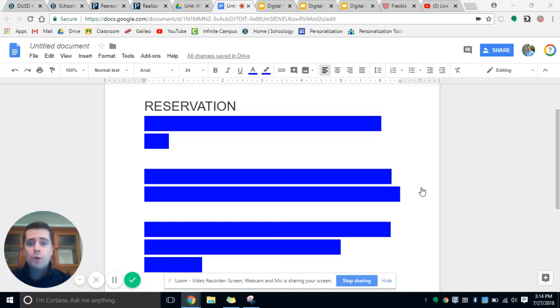We're talking about the word reservation, which is a multiple meaning word. In other words, it's one word that can mean many different things.